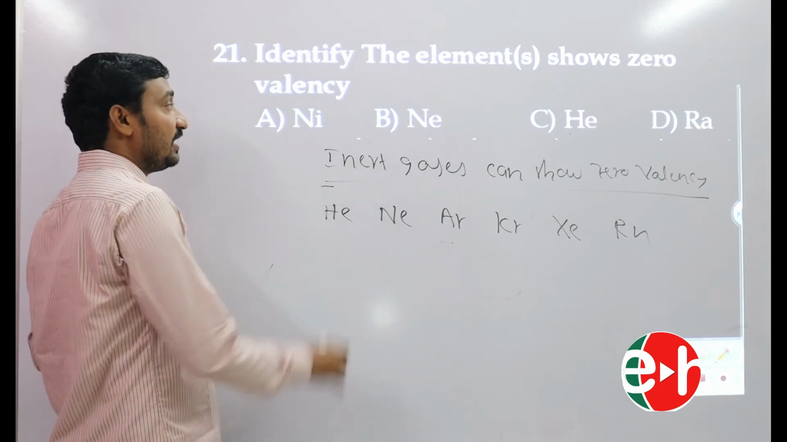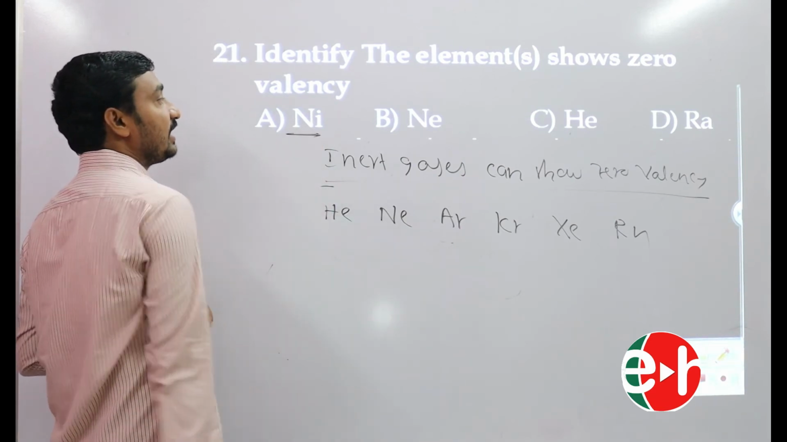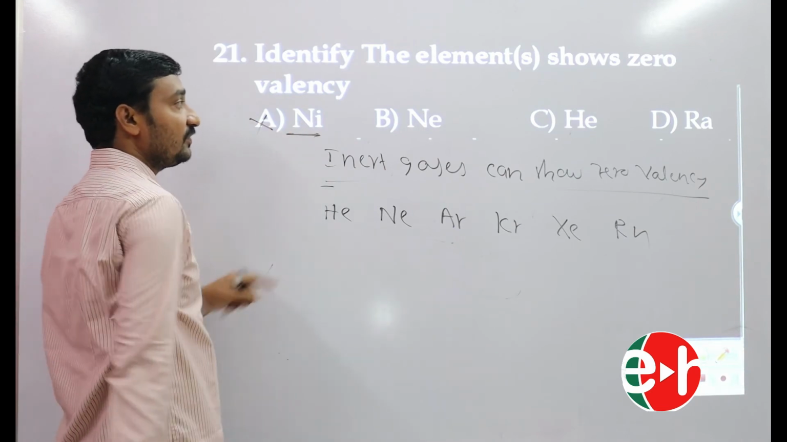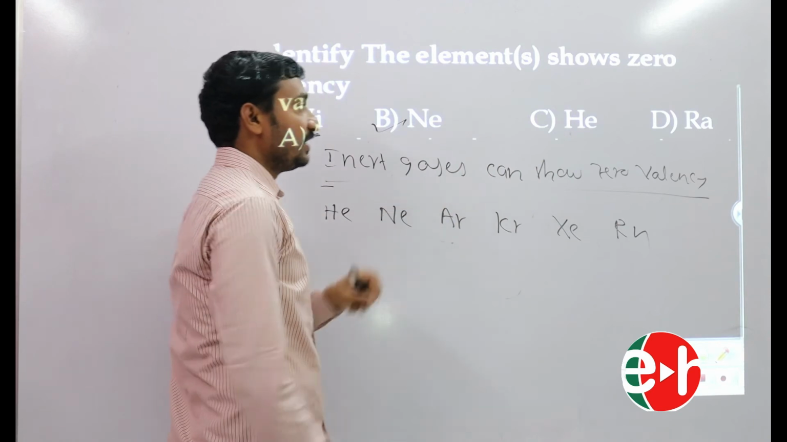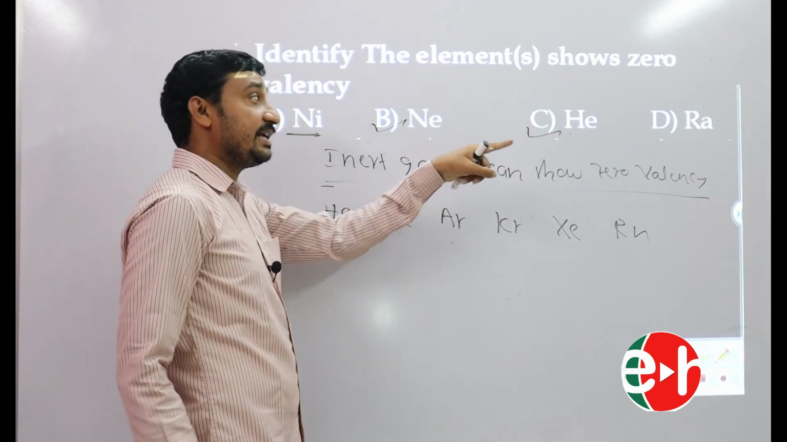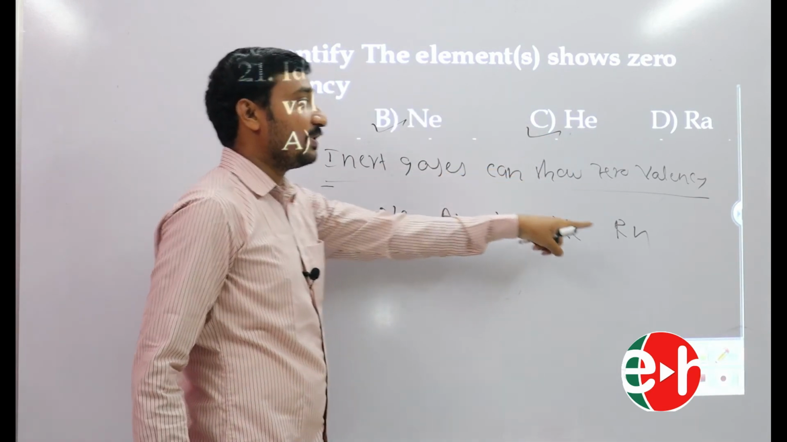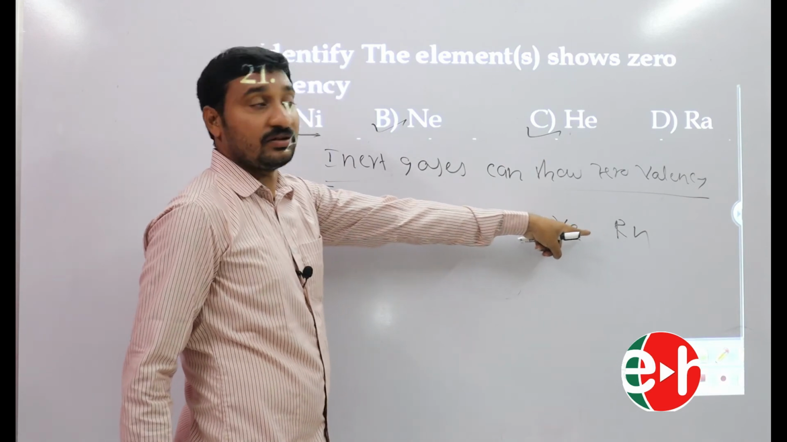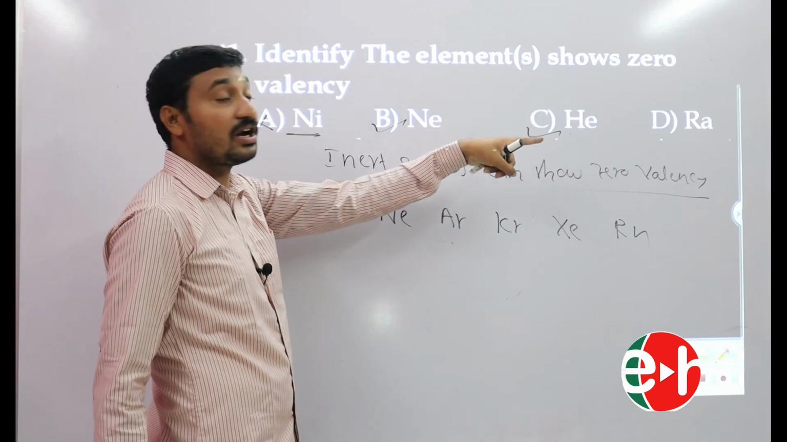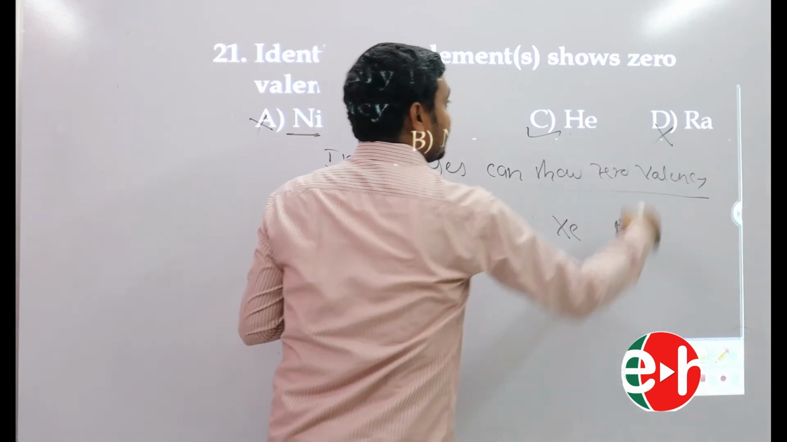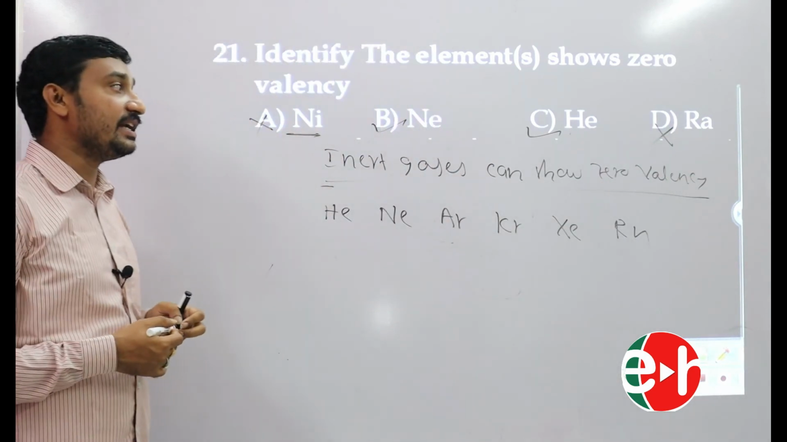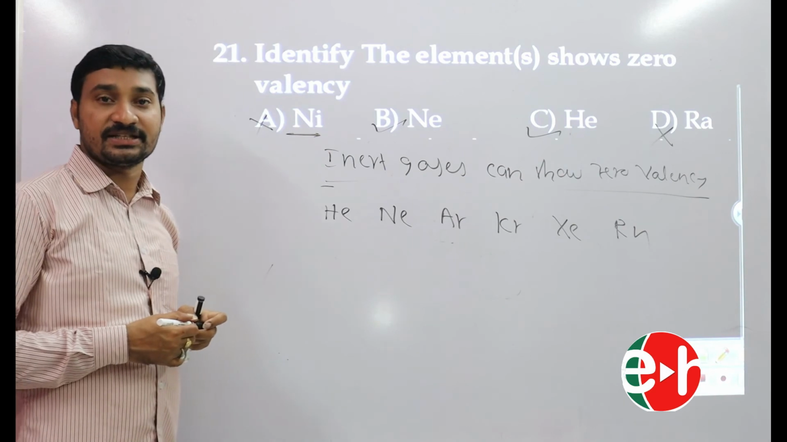So that's why nickel is not an inert gas. Neon, inert gas, it can show zero valency. Helium, He, inert gas. Ra, radium, but radon, Rn is an inert gas. Ra, radium, is not an inert gas. So neon and helium is the right answer, B and C.